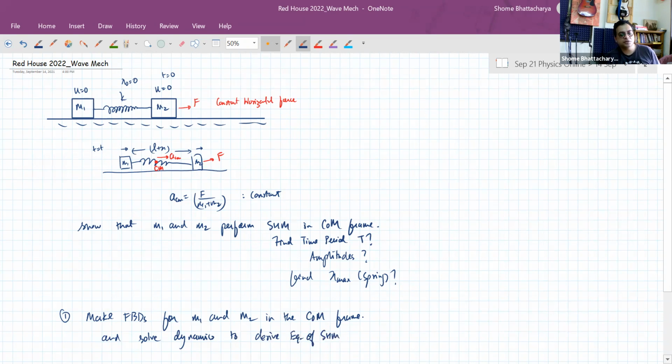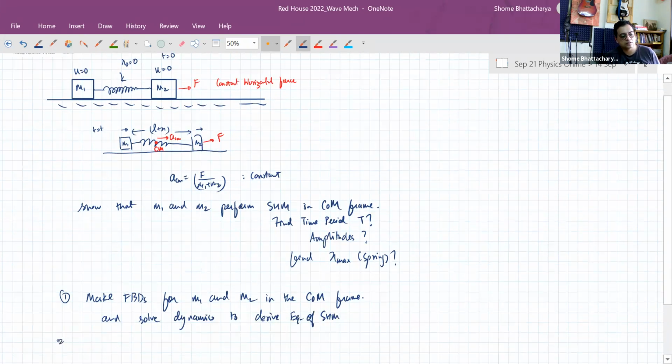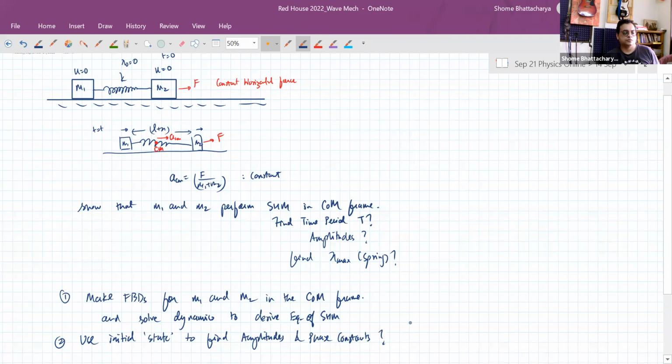And then the second step will be to use the initial conditions, initial state or conditions, to find amplitudes and phase constants. So just take a minute to try out the first part, the dynamics part, we will discuss.